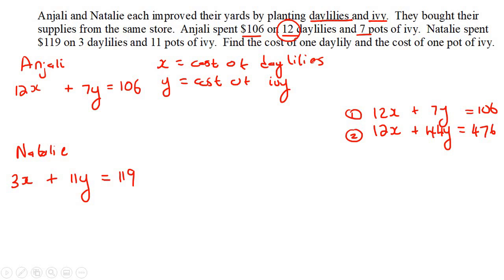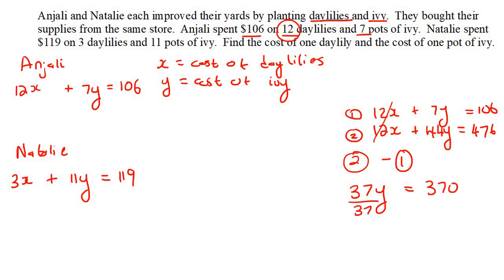Now, we're definitely going to need to subtract them so that these two would cancel out. If you added them, then these two won't cancel. So I'm going to say equation 2 minus equation 1. That's going to cancel out the x's, and then you're going to end up with 44 minus 7, which is 37 y's. And then we're going to say 476 minus 106, which is going to be 370. I'm then going to divide both sides by 37, and so we're going to end up with y equal to 10.